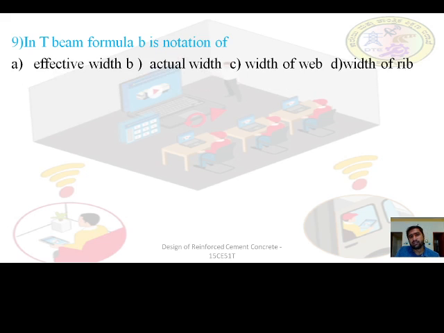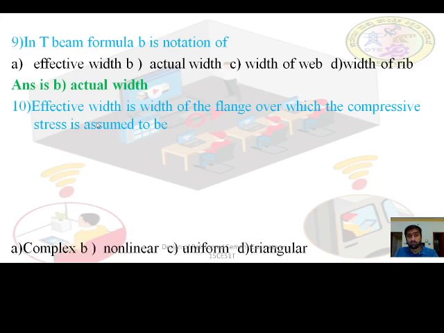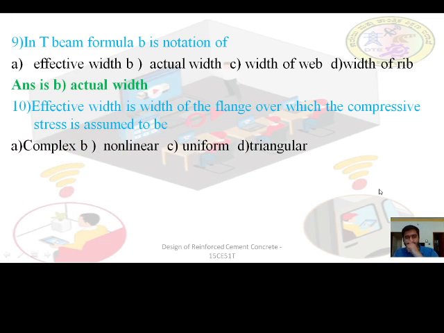Next, in the T-beam formula, B is the notation of: effective width, actual width, width of the web, width of the rib. So it is actually B, the actual width. BF means effective width. Effective width is the width of the flange over which the compression stress is assumed to be uniform. The options are complex, non-linear, uniform, triangular. Actually, for calculation purposes we will assume uniform, but in reality it is complex and non-linear. So the answer is C, uniform.